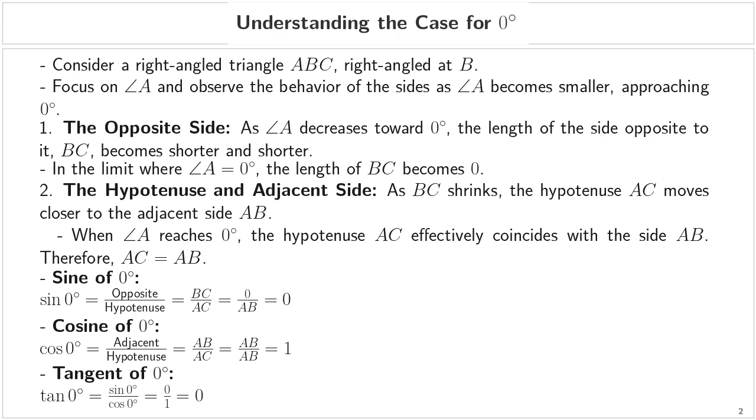Now that we've established that we can't physically draw a triangle with a 0-degree angle, let's move on to slide 2, where we'll use the concept of a limiting case to see what happens as we approach 0 degrees. So, we have successfully derived our values for 0 degrees. In the next slide, we will apply this same logic, but in reverse, to see what happens as the angle approaches 90 degrees.